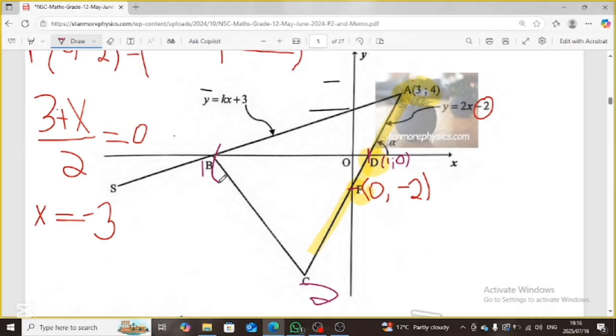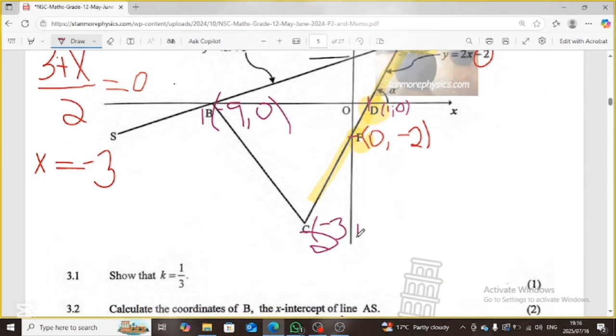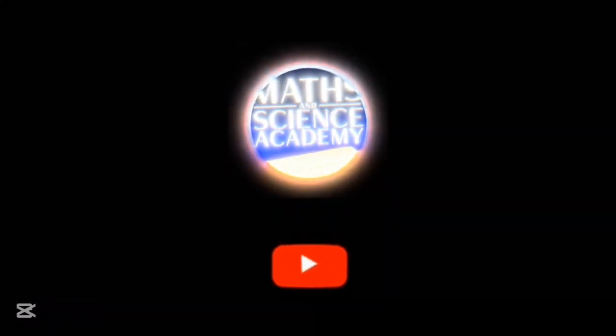Using the gradient formula and point S given as (-15, -2), find the equation of the straight line. Just give it a try. Pause the video and give it a try.